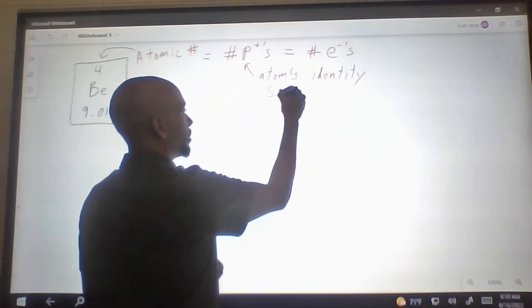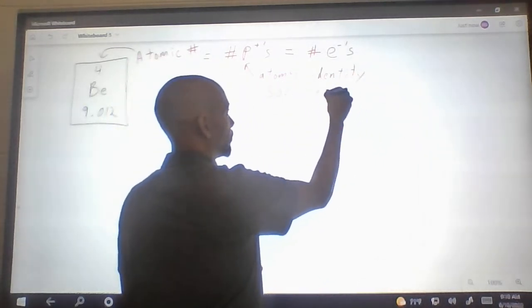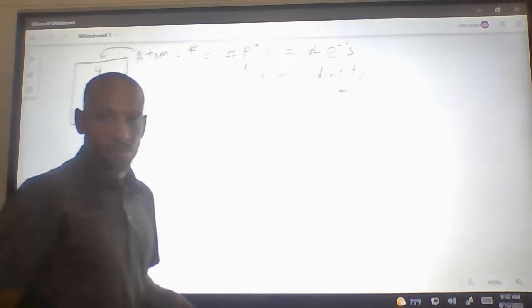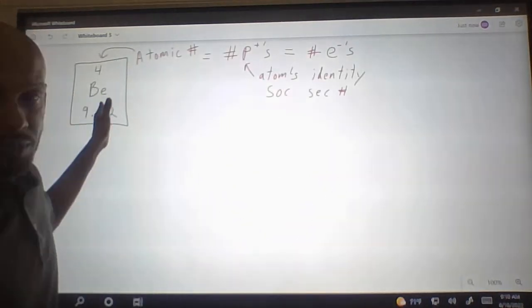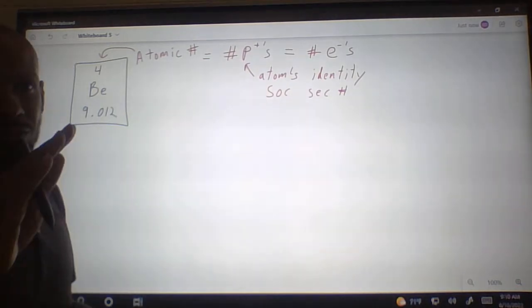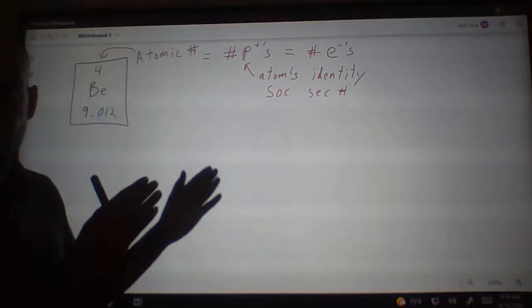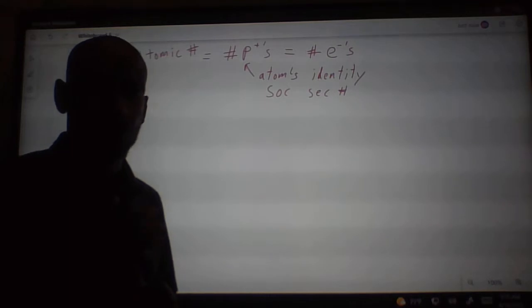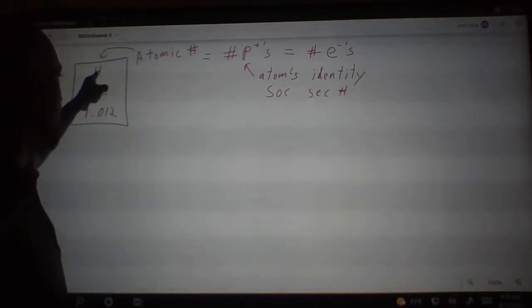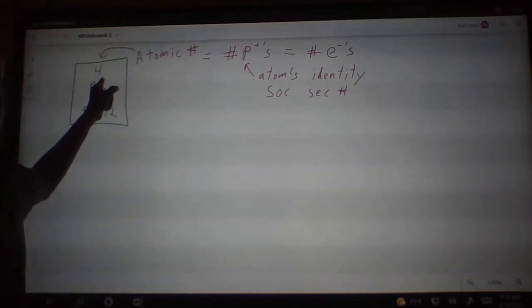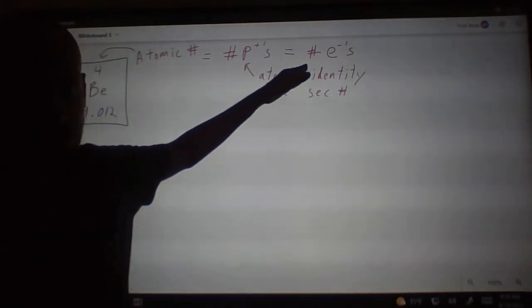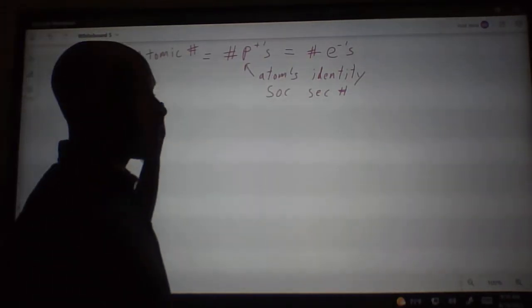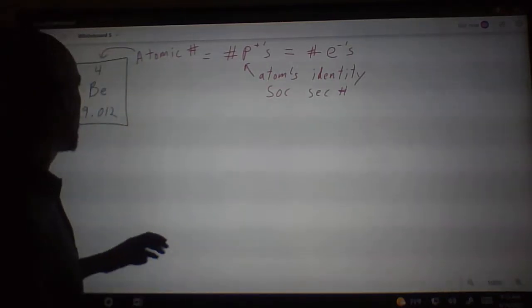It's kind of like its social security number. So anytime we say atomic number 4, that's only going to be dealing with beryllium. If we were dealing with hydrogen, that's atomic number 1, so forth and so on. So we always look at this top number. This is its identity. It equals the number of protons. It also equals the number of electrons for an element in its elemental state.